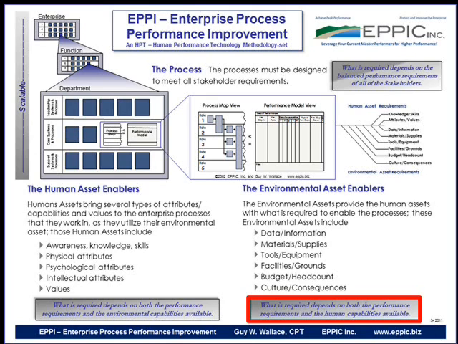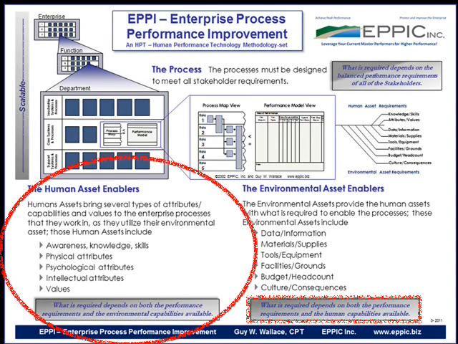What is required depends on both the performance requirements of the stakeholders and the human capabilities available. Perhaps we need forklift trucks to handle heavy materials because the humans that we have are incapable of doing that on their own. So we're going to balance the capabilities of the human assets and the environmental assets.